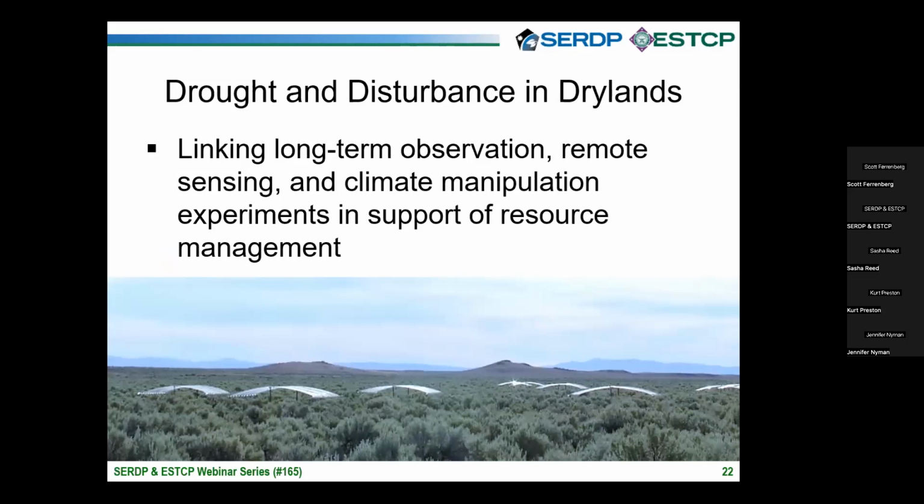And this is part of the project, as Jennifer said, where we're trying to better understand how drought and physical disturbance, like the type of disturbance we have to do to meet our mission on DoD lands, how we can understand these systems in a climate change context and manage for them. And to do this, we're bringing together long-term observational data, really cutting-edge remote sensing information, and then a set of cross-site climate manipulation experiments that we have in 3 different drylands in the Western US that Scott will talk about as well.